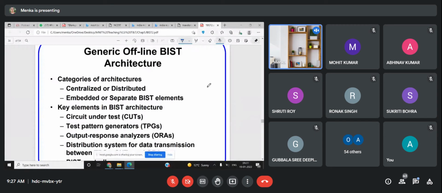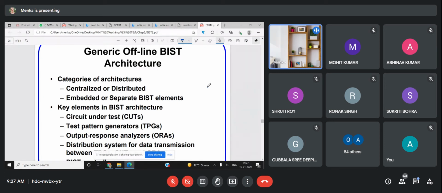So after the signature analyzer, we have generic offline BIST architecture. As I discussed earlier, BIST is of two types, online and offline. Online means simultaneously, the chip is going to do its own work and the BIST is going to do its work. Offline means the CUT is taken inactive and then the BIST is going to work. So generic offline BIST architecture is given in these categories of architecture.